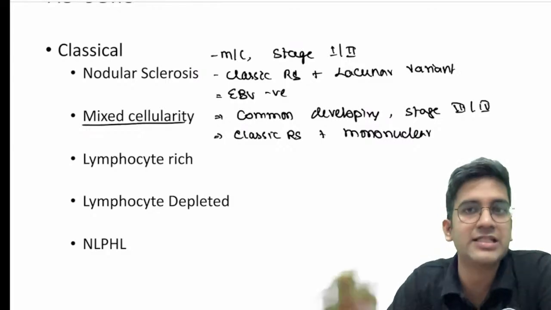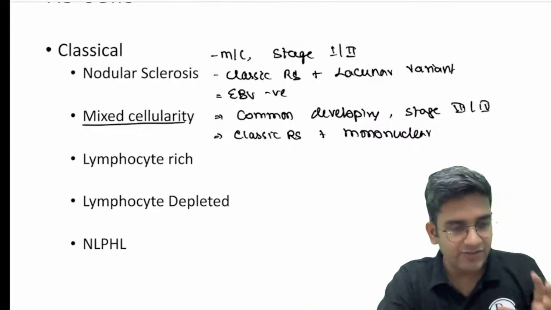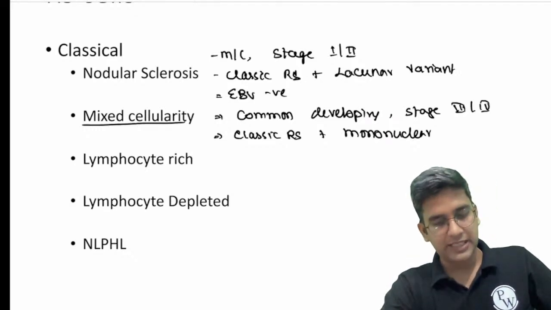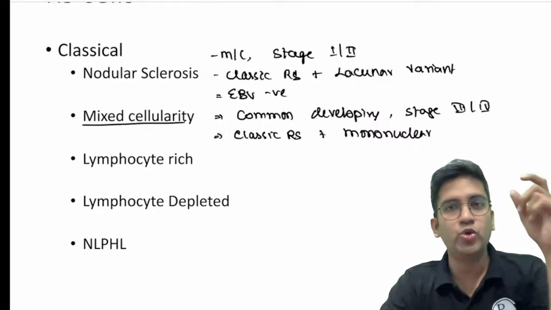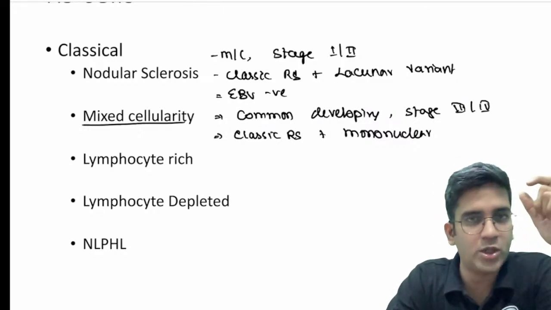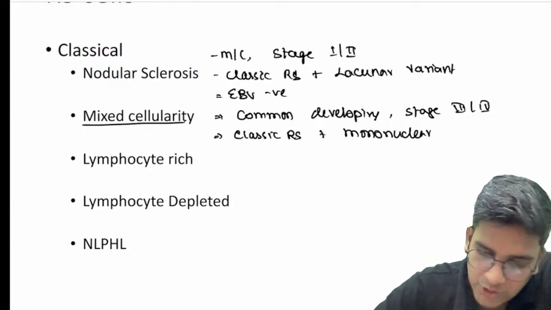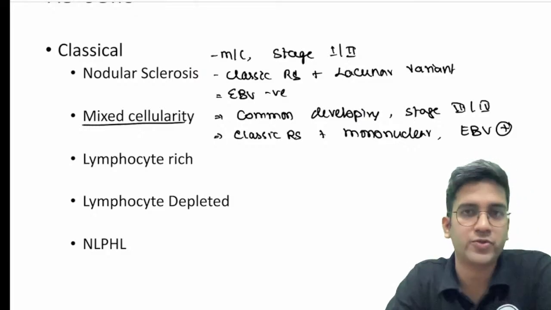I'll have mixed cells in the background along with the different types of RS cells. See, I always have this problem of Hodgkin's, which is more common. As per books, I have to lean towards mixed cellularity because books are not updated. But if I go to the Indian scenario records, it's always nodular sclerosis. It's moved a little bit towards that area, fine. And please don't forget, developing nations, so it has to be EBV positive.